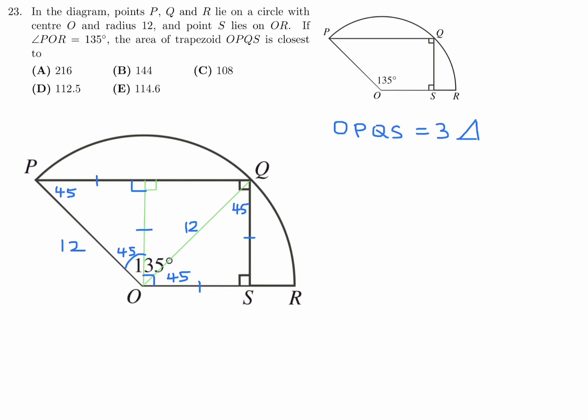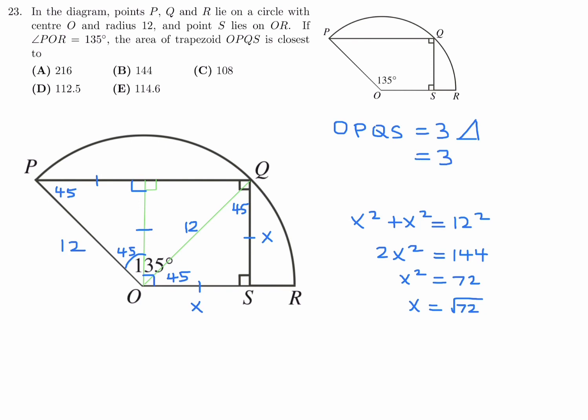Well, I will label this side x, and this side, of course, therefore is x also, since it is equal. And then just use Pythagoras on that triangle to figure out x. So we have x squared plus x squared is equal to 12 squared. So 2x squared is equal to 144. x squared is equal to 72, and therefore x is equal to the root of 72.